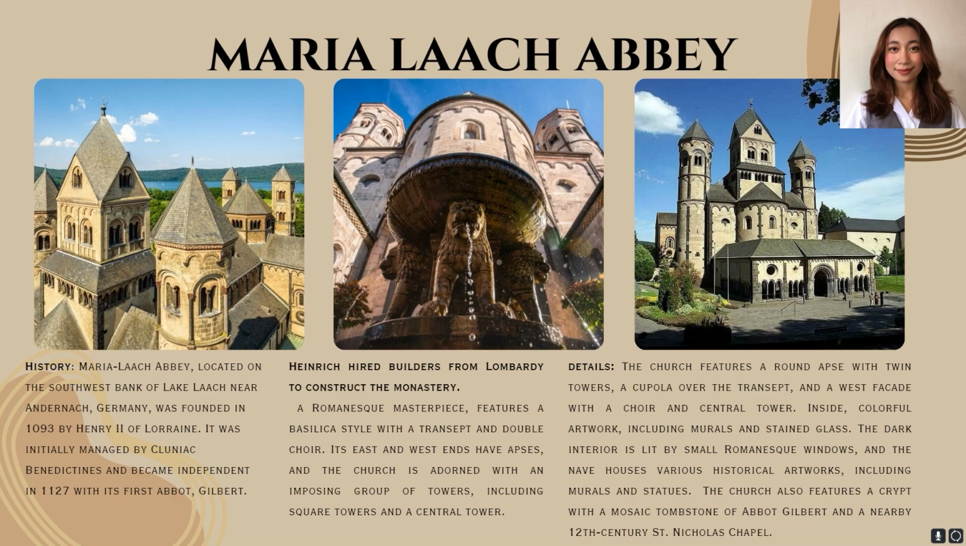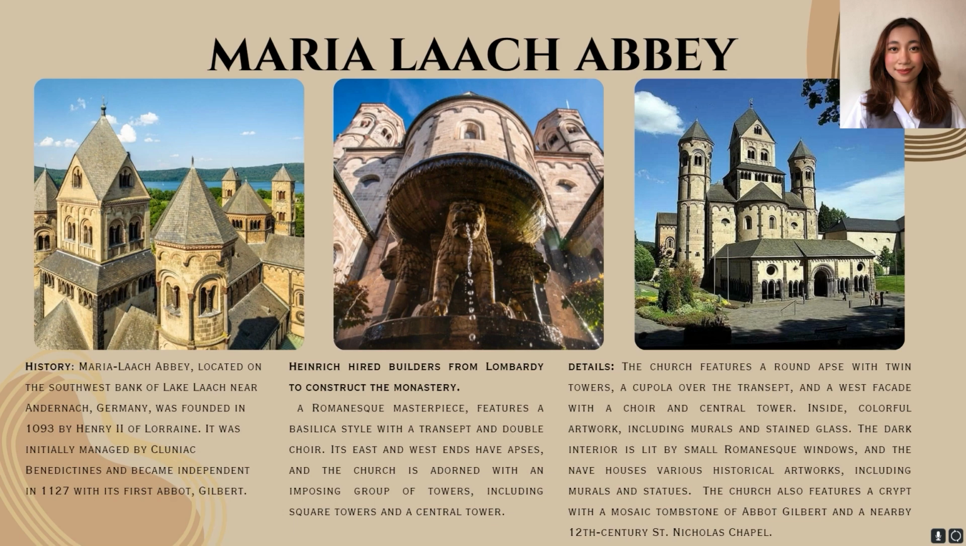The church features a round apse with twin towers, a cupola over the transept, and a west facade with a choir and central tower. And again, a unique paradise porch was added in 1225, inspired by the early Christian basilicas, with rich carvings by the master of Laach Salmon, and inside, colorful artworks including murals and stained glass are to be seen.